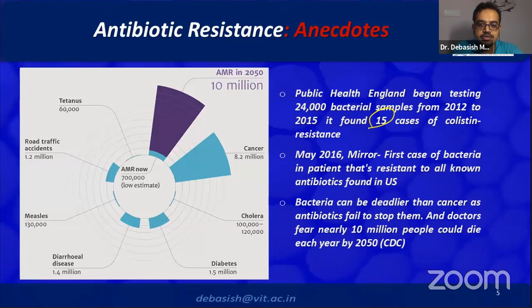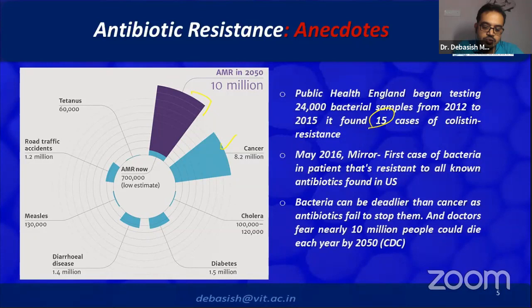But you see, there is a prediction that by 2050, people will be dying more from antimicrobial resistance than from cancer. This is much higher than that of cancer. Now people are dying more from diabetes. So that means it is really a grave situation.